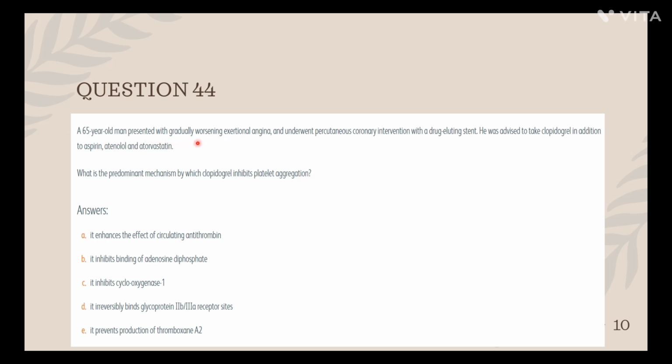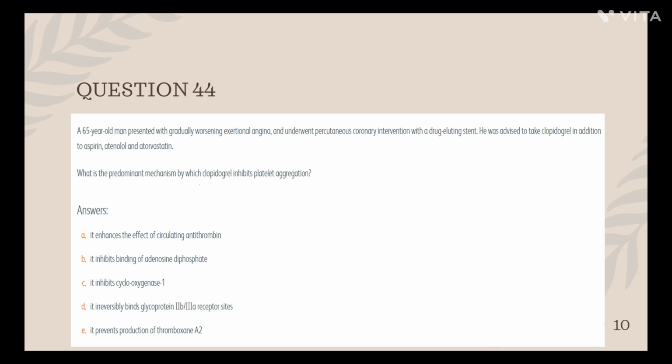Next question: a 65-year-old man presented with gradually worsening exertional angina and underwent percutaneous coronary intervention with a drug-eluting stent. He was advised to take clopidogrel in addition to aspirin, atenolol, and atorvastatin. What is the predominant mechanism by which clopidogrel inhibits platelet aggregation?